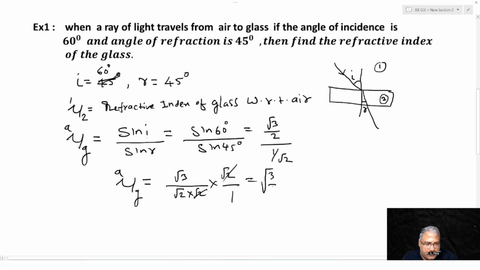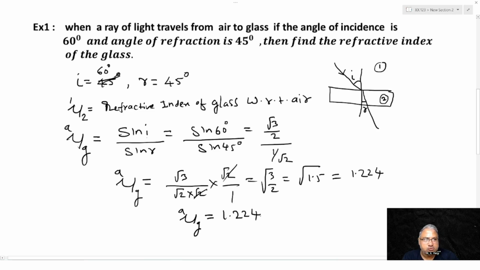That is equal to root 3 by 2, which equals the square root of 1.5, and that is 1.224. So the square root of 1.5 equals 1.224. Therefore, the refractive index of glass with respect to air equals 1.224. It has no units. It is a ratio of two angles. Therefore, refractive index has no units.